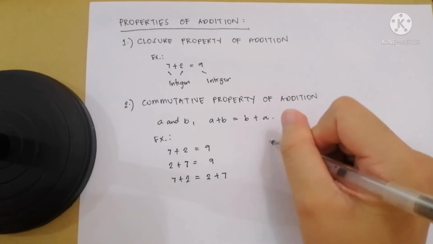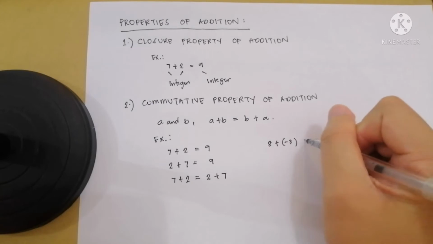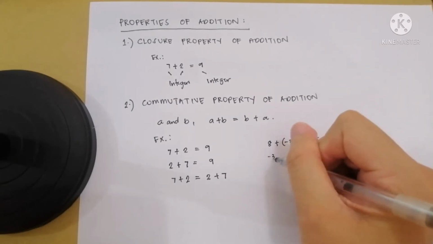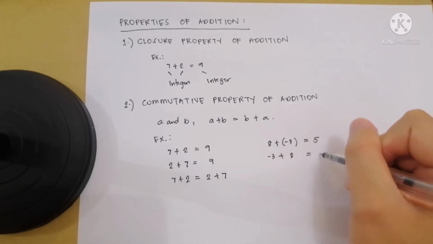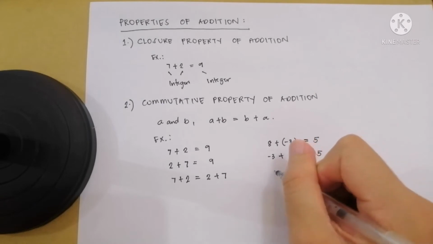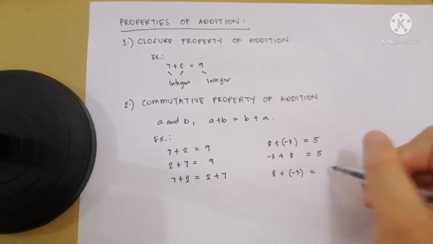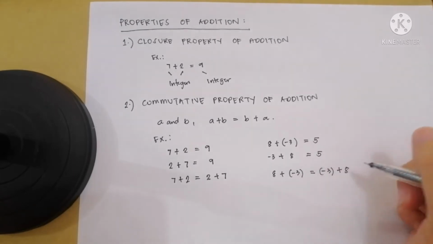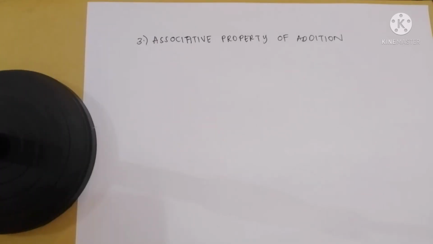Another example is 8 plus negative 3, which is equal to positive 5, and negative 3 plus 8 is equal to positive 5. Therefore, we can say that 8 plus negative 3 is the same as negative 3 plus 8.